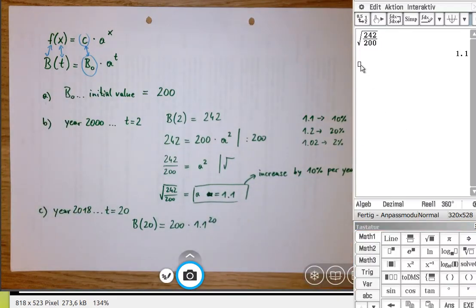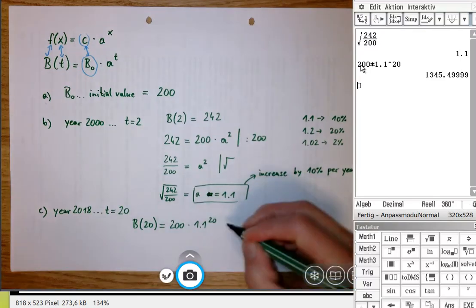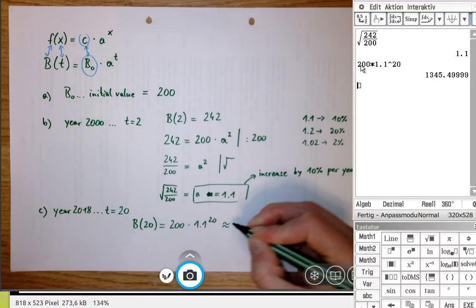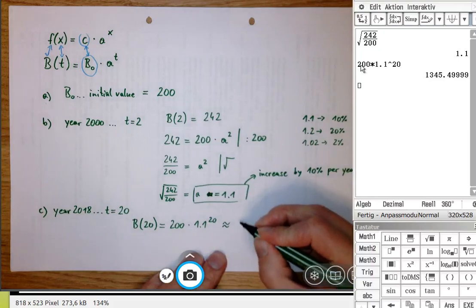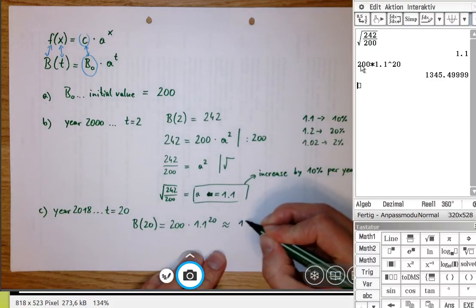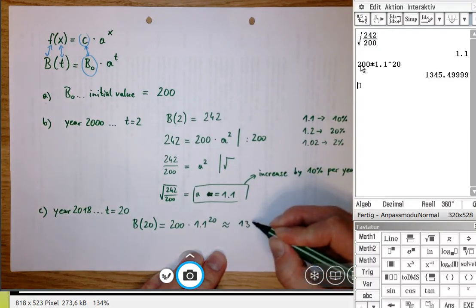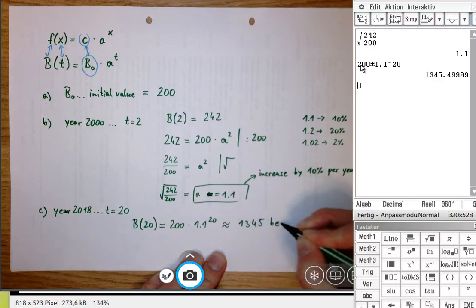So it's just 200 times 1.1 to the power 20. Oh, that's a lot. If we round it to the nearest whole number, because there cannot be half of a bear, so let's round it down to 1,345 bears.